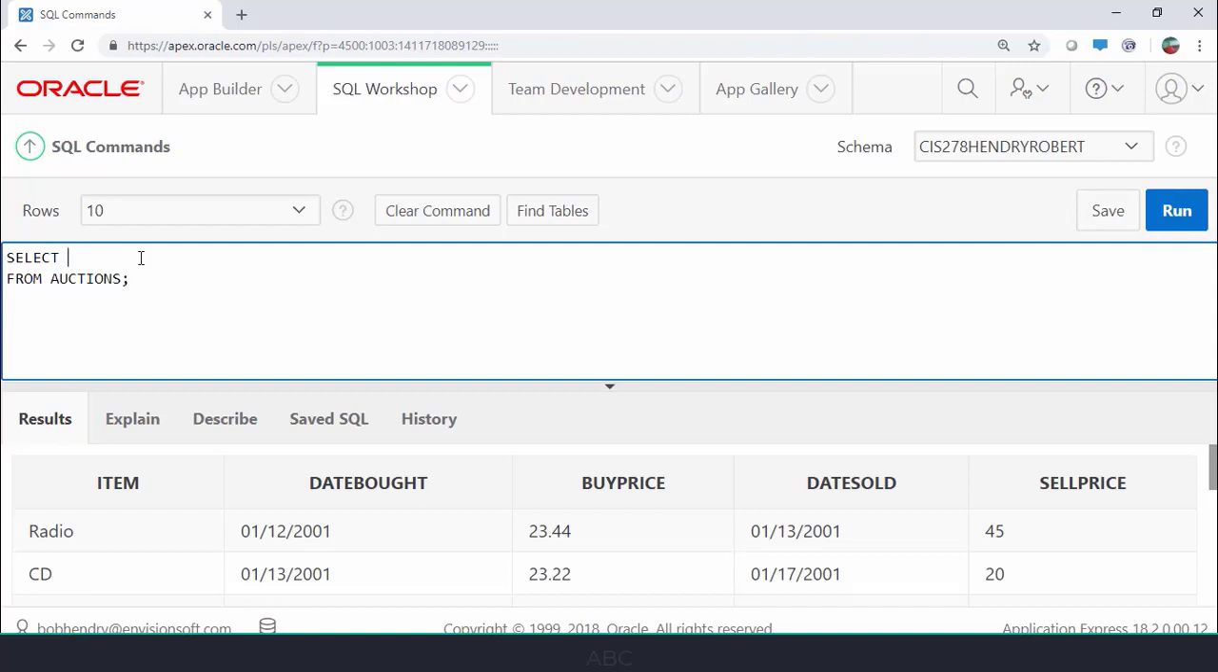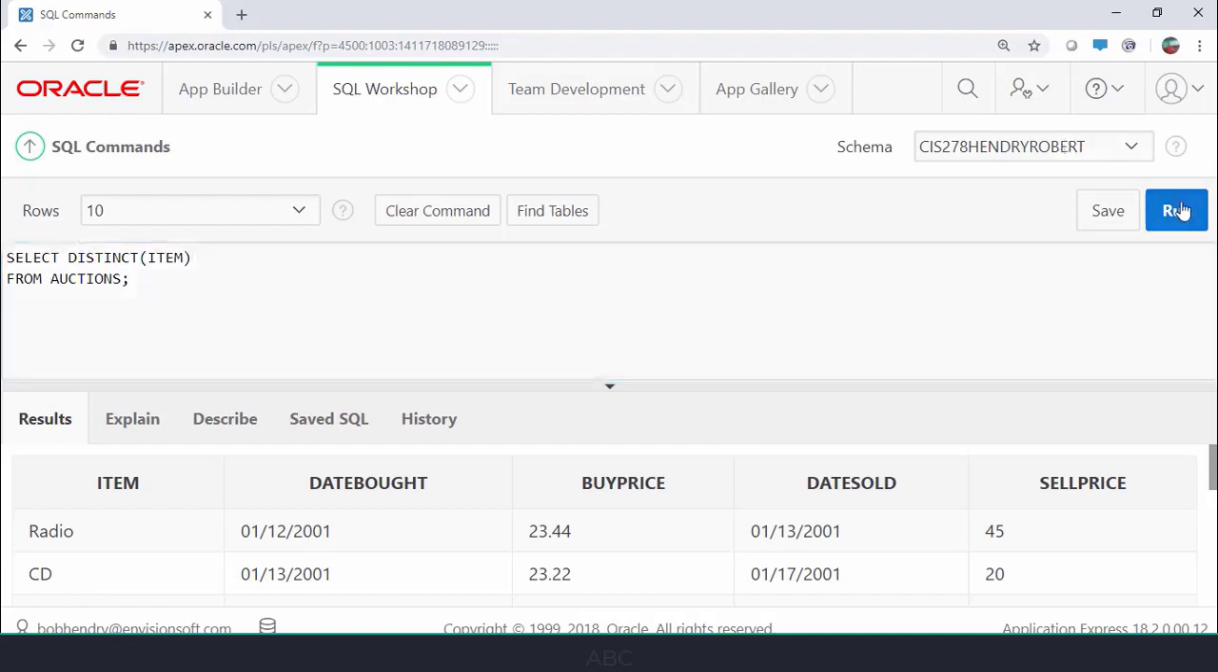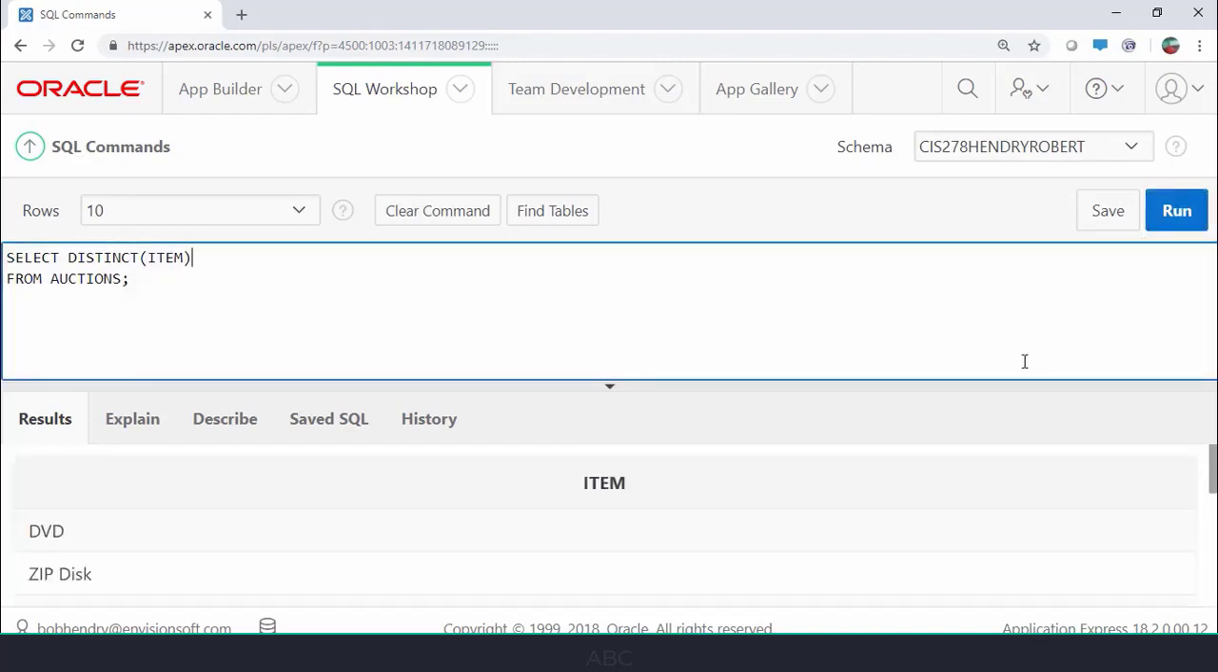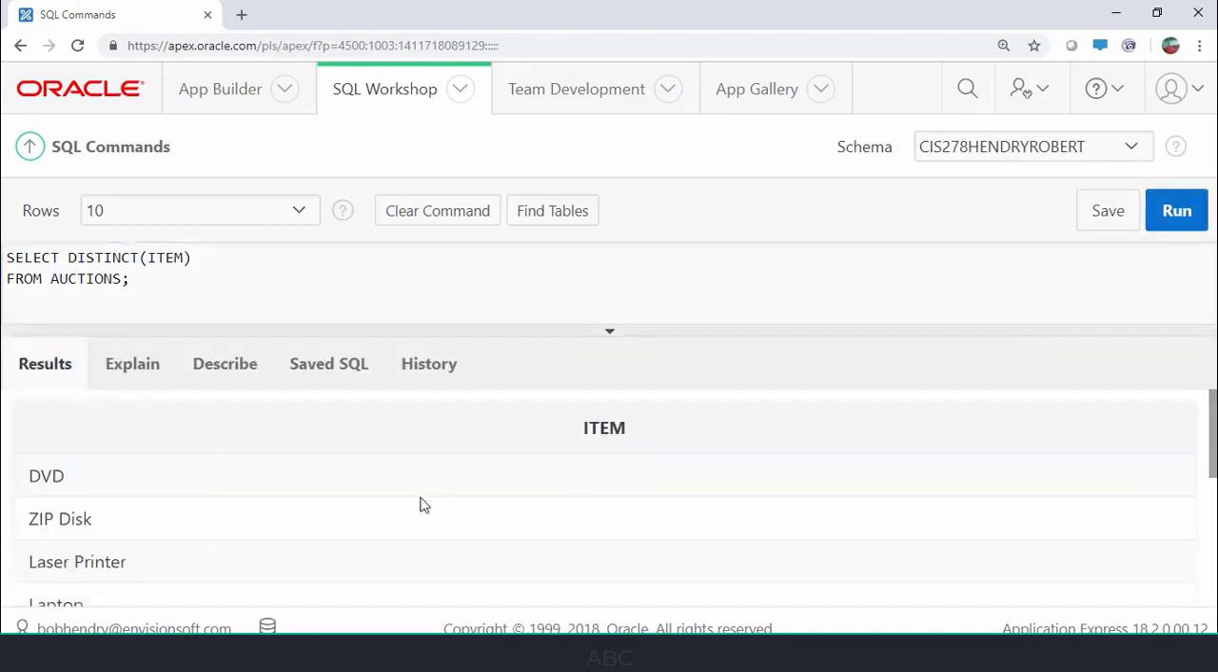You don't got to categorize it. Is it an aggregate function? Is it not? It doesn't really matter. But we can do something like this. Select distinct item from auctions. Now what this will do, as you will soon see, is it'll give me all my distinct values.